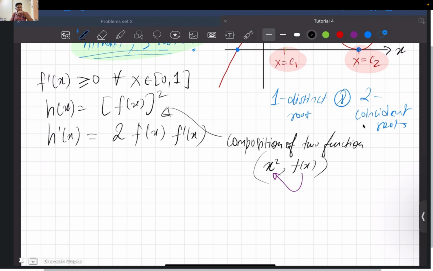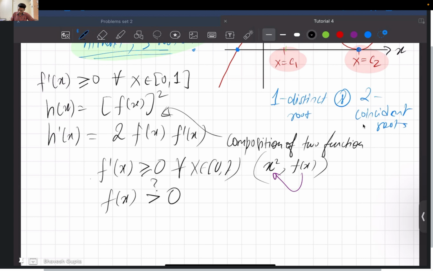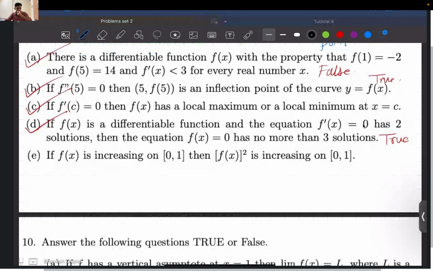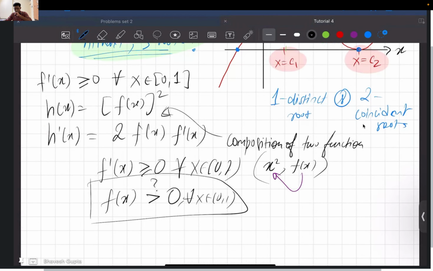Interestingly, I know that my f dash of x is greater than 0 for all x belonging to 0 to 1. But what about the f of x? Is this positive for all x belonging to 0 to 1? That is not given to me, right? My f of x can be negative as well. Is this f of x positive or negative? That is not given to me.